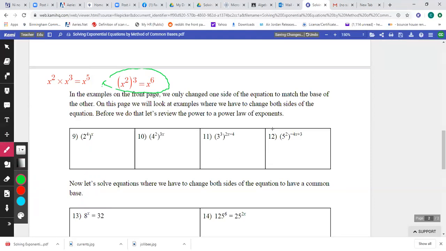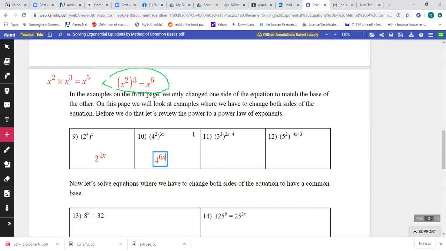So if you look at 9 through 12, all of these questions are power to a power. So all I'm going to do here is just multiply the exponents. If you look at number 9, and I have 2 to the 4 taken to the x power, you just multiply the exponents, and 4 times x is just 4x. Number 10, 4 to the second to the 3x power, this is just going to be 4 to the 6x. 2 times 3x is 6x.